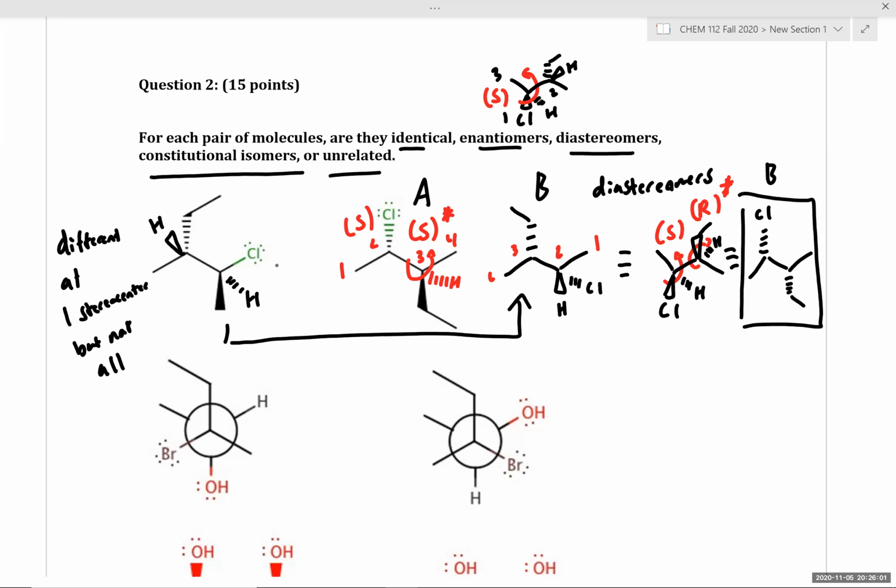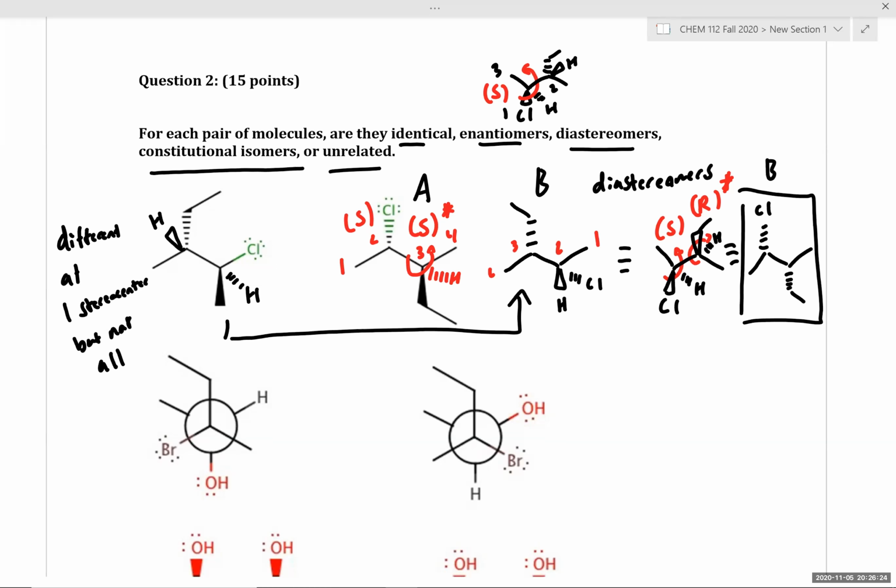Yep, no problem. In this case, it's not quite rotation. You're just flipping your molecule 180 degrees. Yeah, essentially you are rotating the molecule overall. So there are two methods to determine enantiomers, diastereomers, or unrelated compounds.